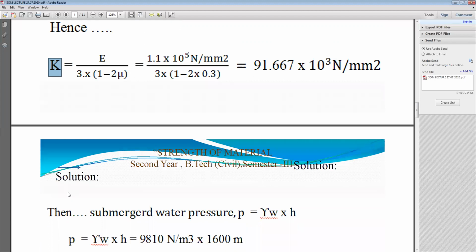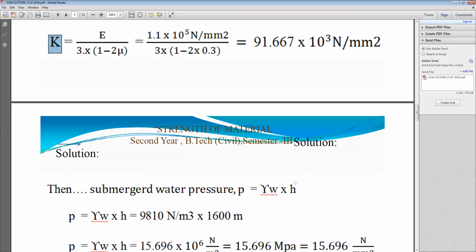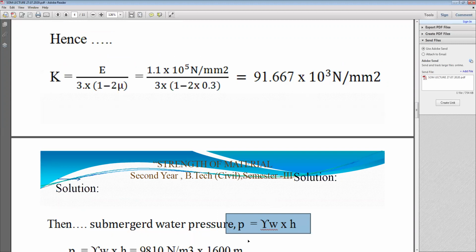Okay. So then we have to calculate the submerged water pressure. What is the formula for the submerged water pressure? Small p is equal to gamma W into H.